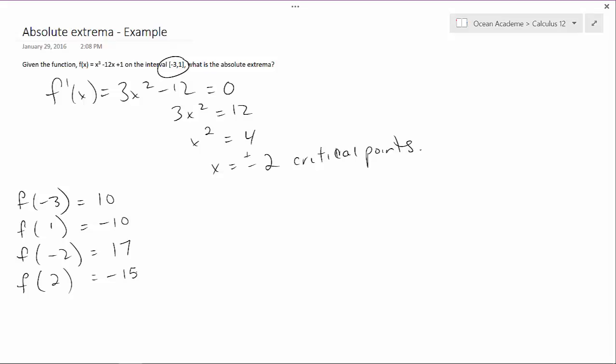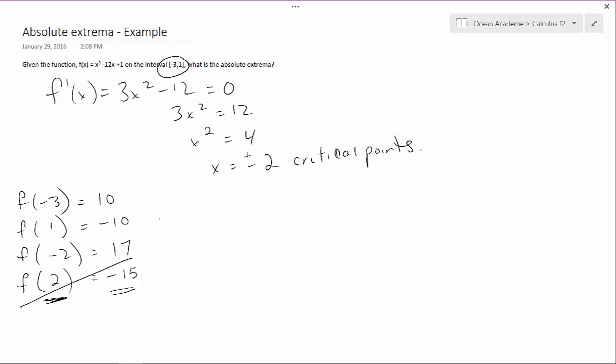Well, we look to our extremes. So we've got a minus 15. Now the only problem there is that it is not in our interval. Our interval only goes from minus 3 to positive 1. 2 is outside of that, so we can just disregard that.